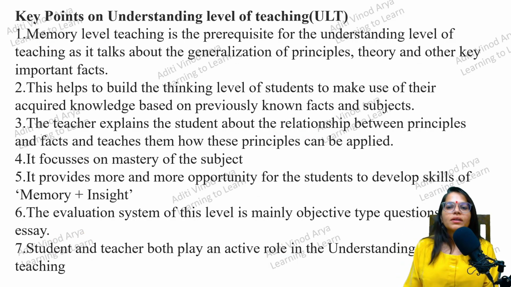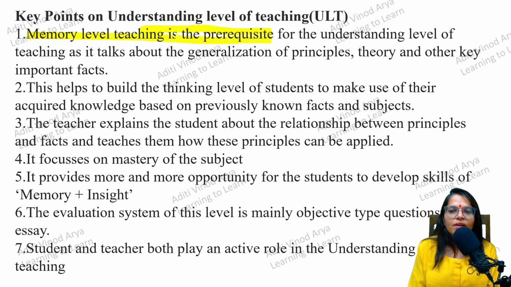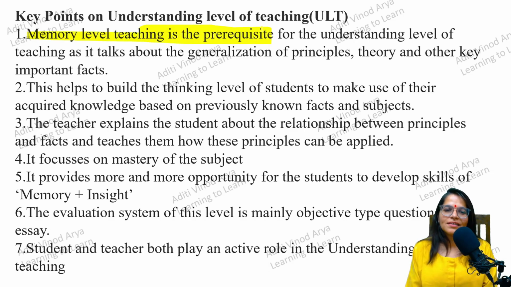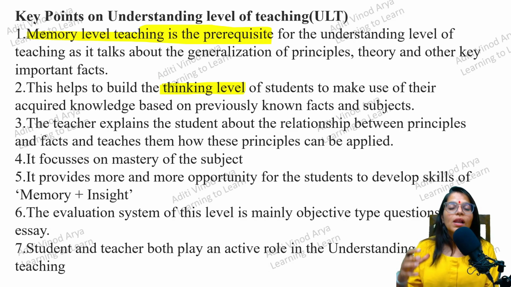Now, if I talk about understanding level, memory level is the prerequisite. So if you have not completed memory level, you will not be able to understand the understanding level. Second, it helps to build the thinking level. Here actual intelligence is taking place. The thinking, the logical reasoning capacity of the individual has to improve. The teacher explains to the students about the relationship. The student tries to understand the concepts, principles, theories, relationships. It focuses on mastery of the subjects.